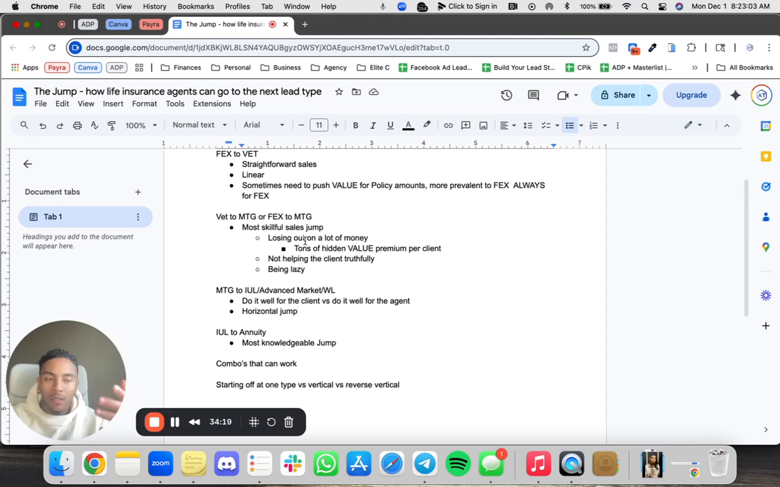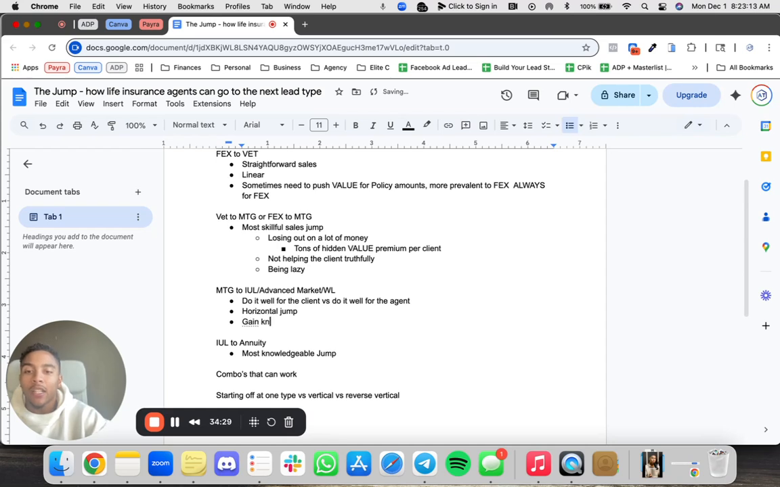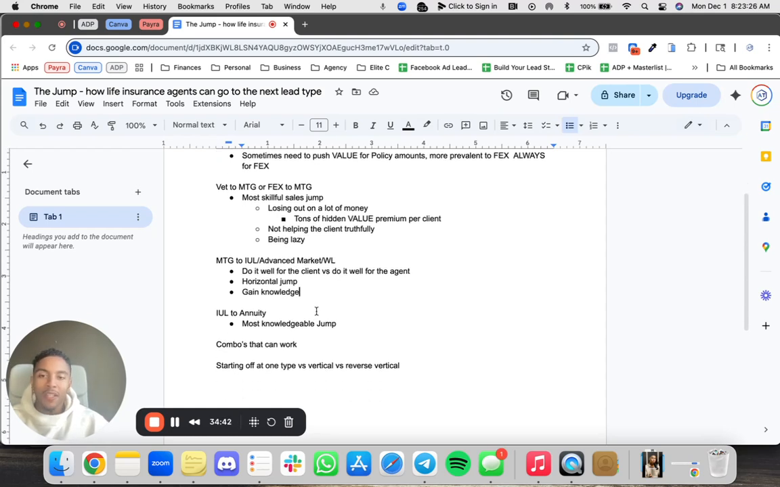So it's still a simple and easy sale. It's not really rocket science. The thing is that you do need to have knowledge. Now, it's not the most knowledgeable jump, we'll talk about that next, but you need to gain knowledge, because you've got to do right by the client. If you want to be crazy and just sell them simplified issue IULs, I guess that's fine, but it's not really fine, because you're not really giving them what they asked for, right?